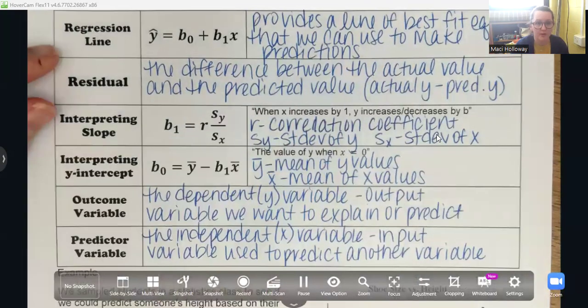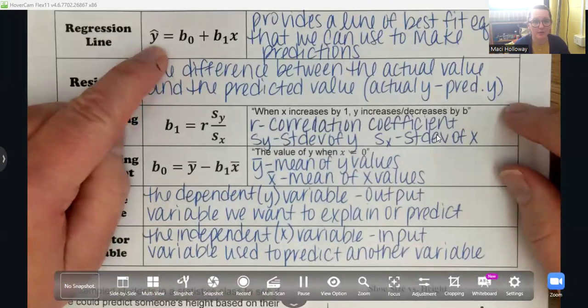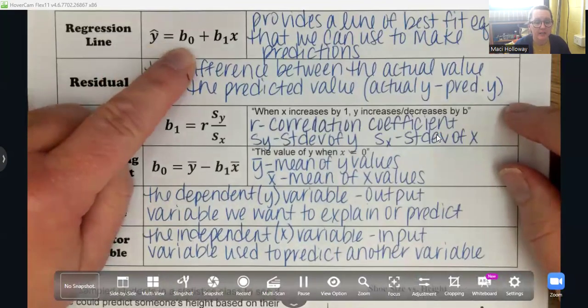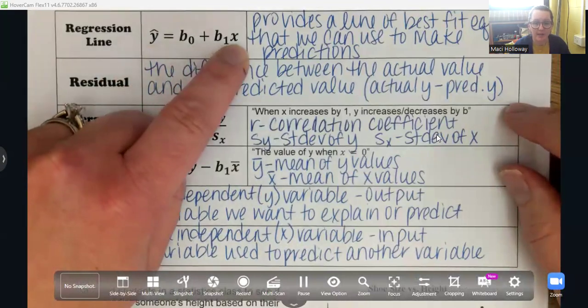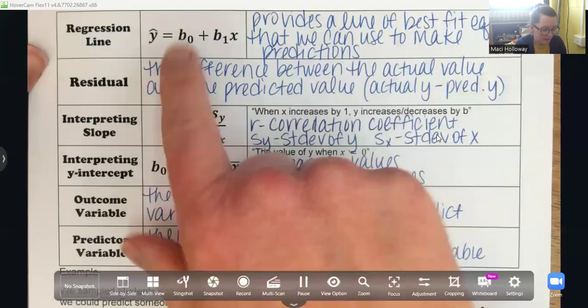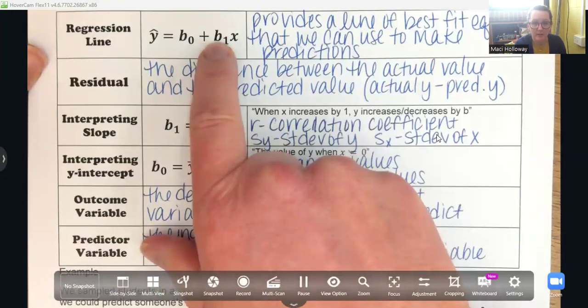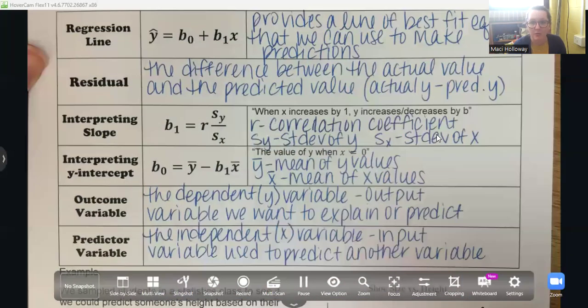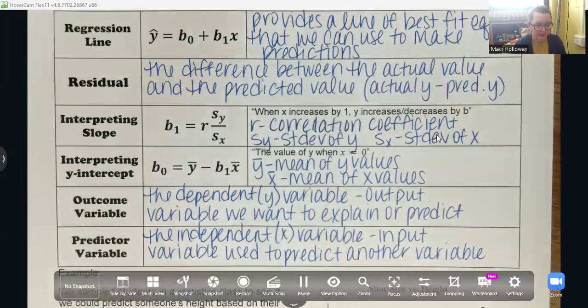One is regression line. Now it says y hat. So y hat means prediction. Our prediction line is our y-intercept plus our slope times x. So you probably recognize this as mx plus b, where b is your y-intercept and m is your slope. We're just using different terms for slope and y-intercept, but they're the same thing. So it provides a line of best fit equation that we can use to make predictions.